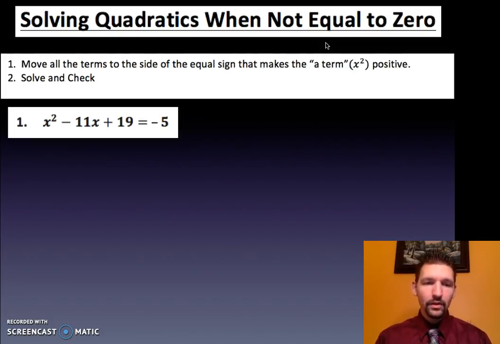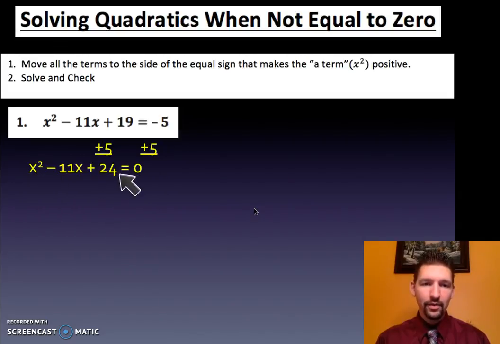So looking at this first problem, x squared minus 11x plus 19 equals negative 5. Again, the first thing we want to do is take that negative 5 and move it to the other side. So it's a negative 5. We undo that by adding 5 to both sides. The only thing that we can combine this with here is the 19. So we're going to end up with x squared minus 11x plus 24 now, and it's equal to 0. So now you're at the same place that we were the last class, where you can take this and you're going to break it up into two sets of parentheses.